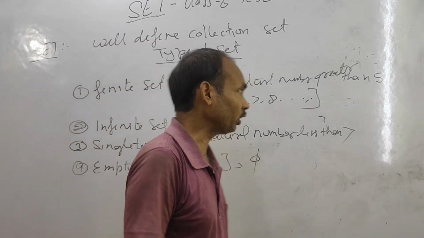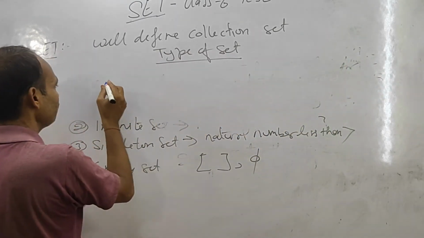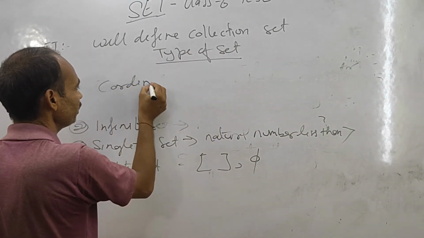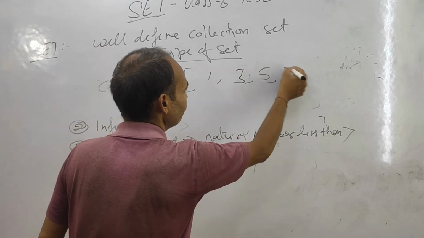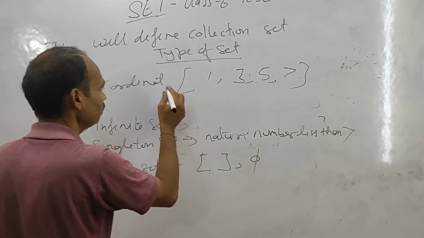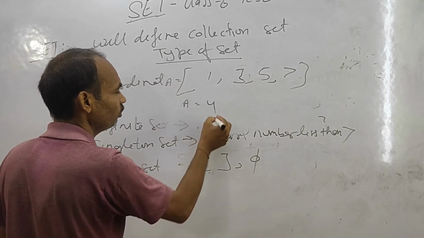Cardinal number. What is a cardinal number? The cardinal number is the number of elements in a set. A = {1, 3, 5, 7}. There are 4 numbers in A, so the cardinal number of A is equal to 4.